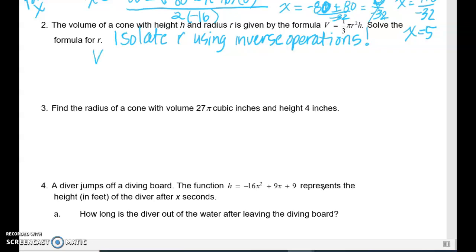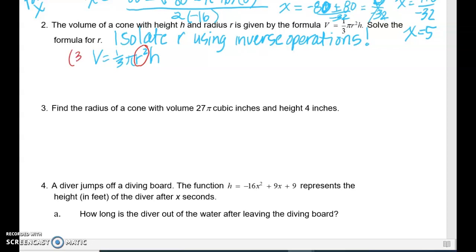So I'm going to start with the given formula, which is 1/3 pi r squared times the height, the volume formula for a cone. You might remember this from pre-algebra last year because you did volume formulas. So I want to isolate r, so I want to think about using inverse operations. Eventually I've got to get this guy right here by himself. So the first thing I'm going to do is use inverse operations, and I want to get rid of that fraction so that I don't have to deal with that anymore.